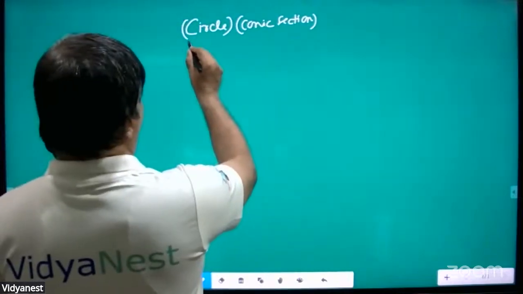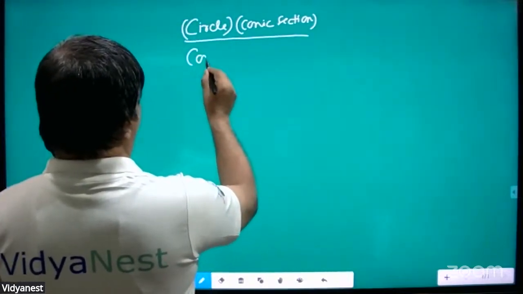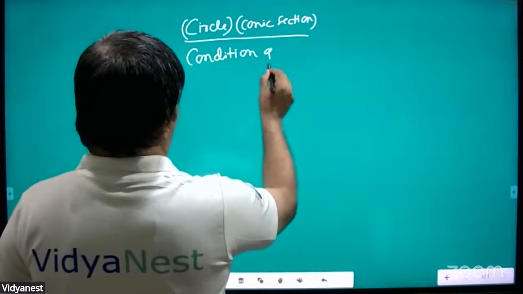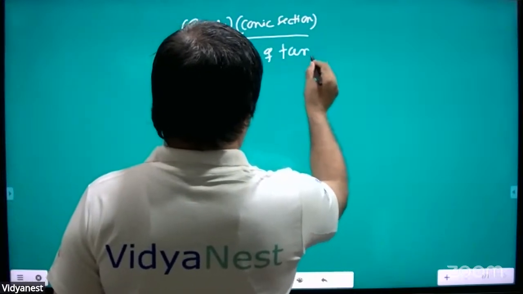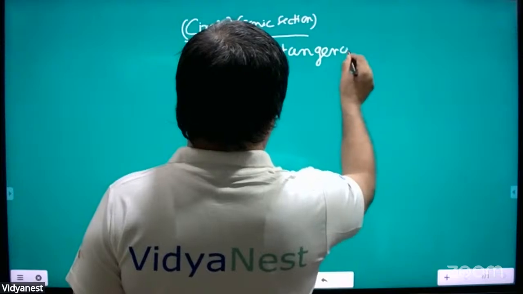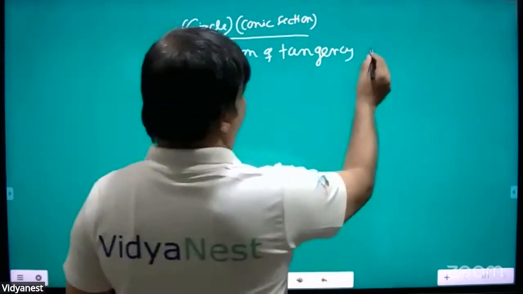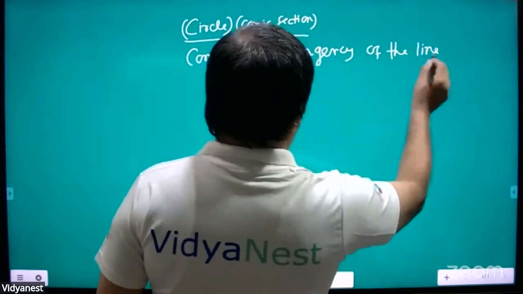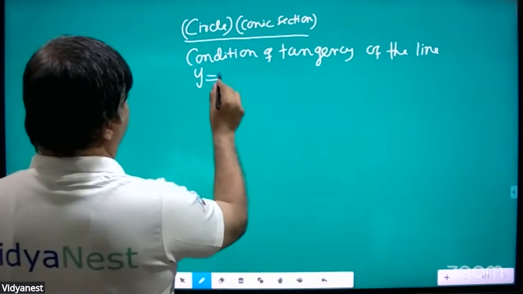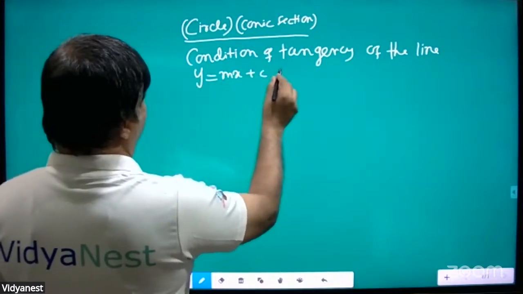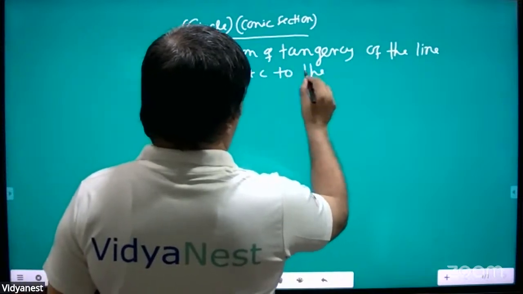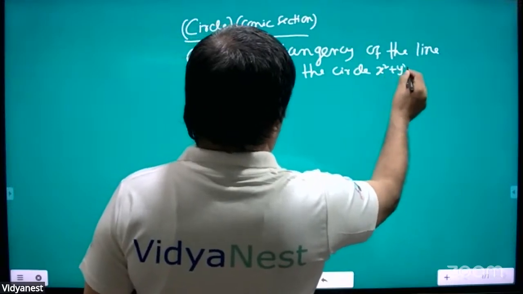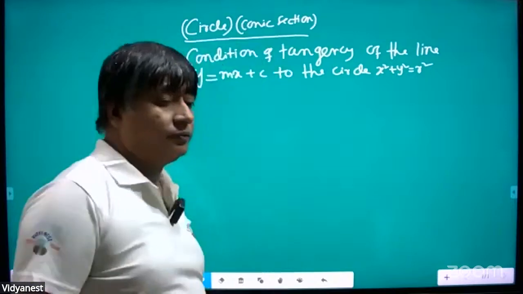Condition of tangency of the line y is equal to mx plus c to the circle x square plus y square is equal to r square.